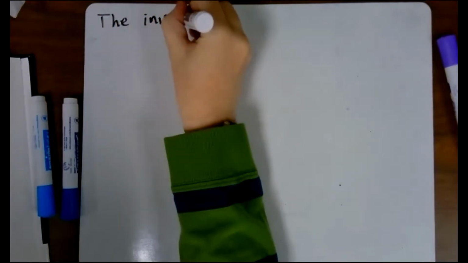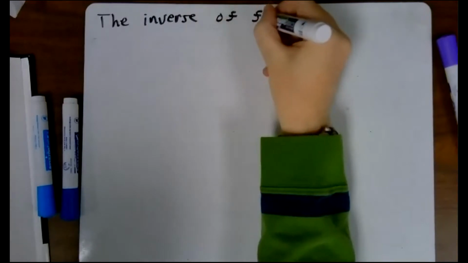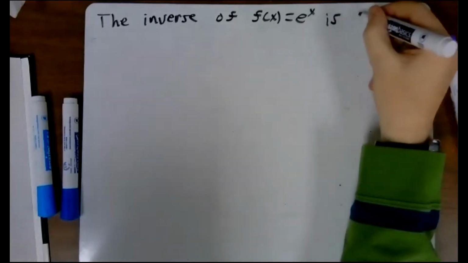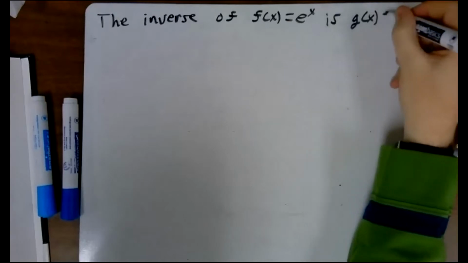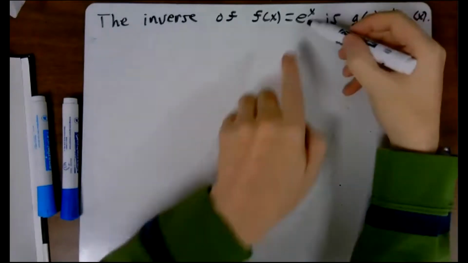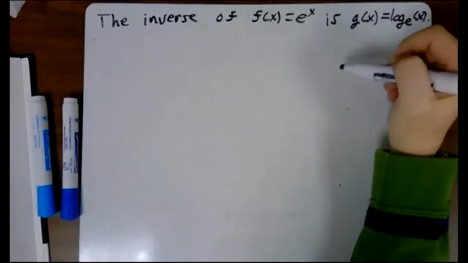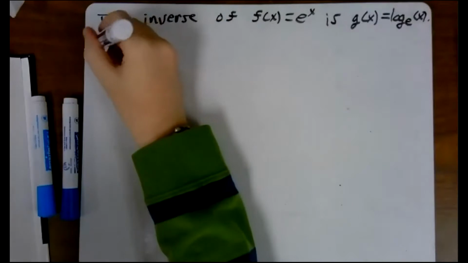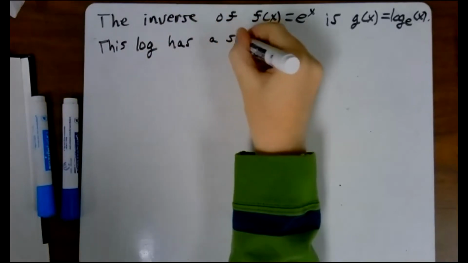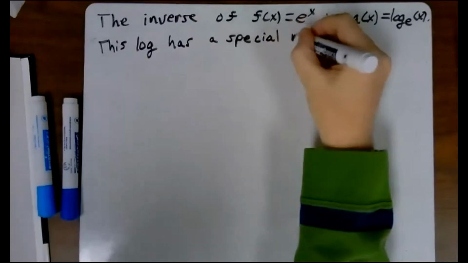Okay. Now, the inverse of f of x equals e to the x is, as previously covered, a logarithm. In this case, it would be log base e. The base of the exponential is the base of the log. Now, this log has a special name and symbol.